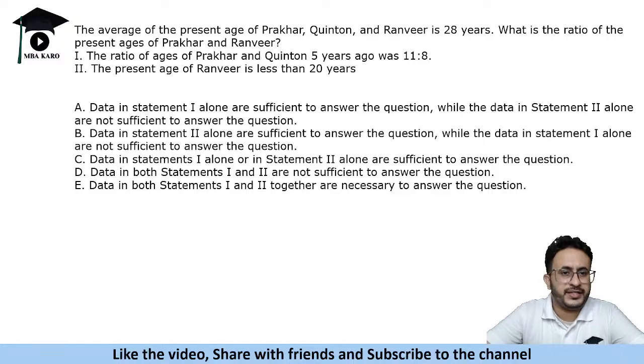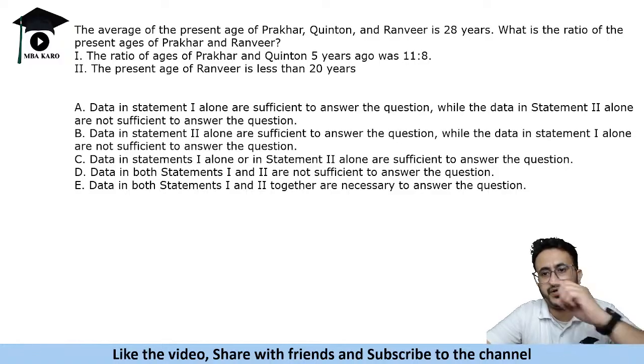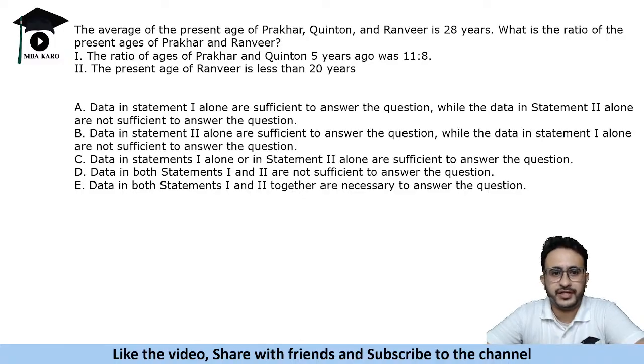Okay, here's the next one. It says the average of the present age of Prakhar, Quinton and Ranveer is 28 years. What is the ratio of the ages of Prakhar and Ranveer? So we need to tell the ratio of their ages.